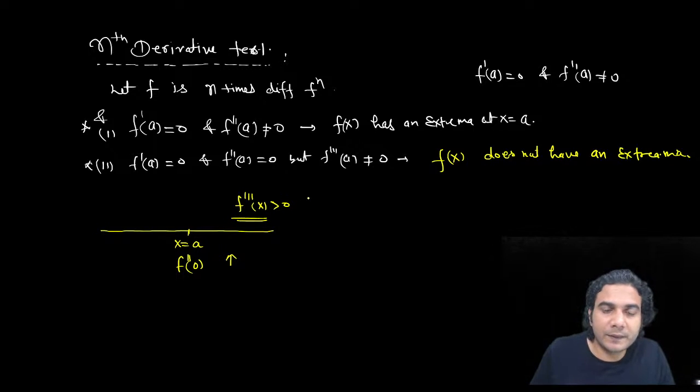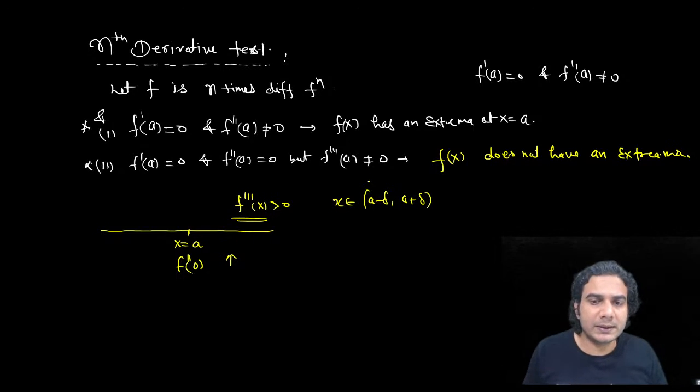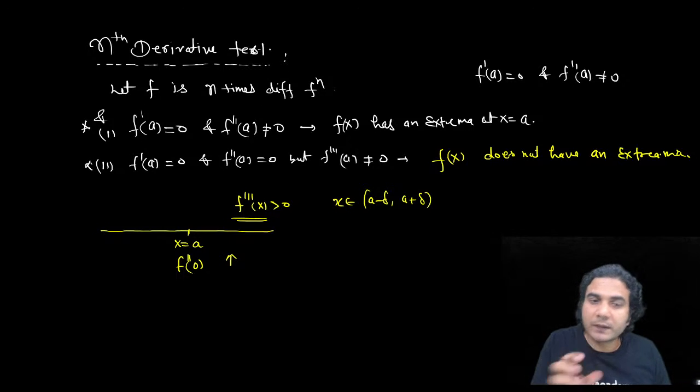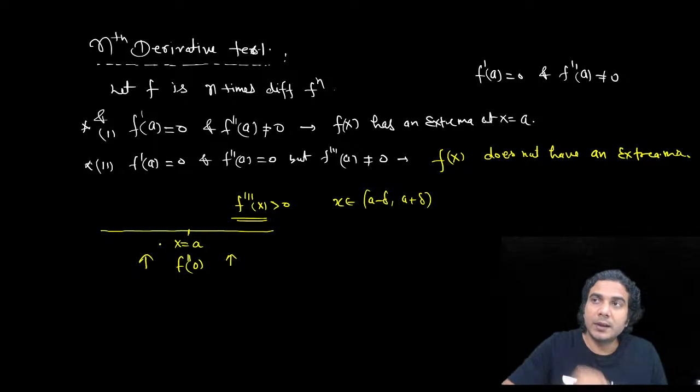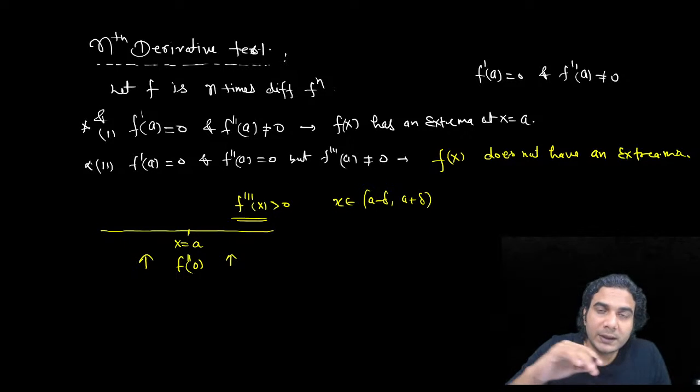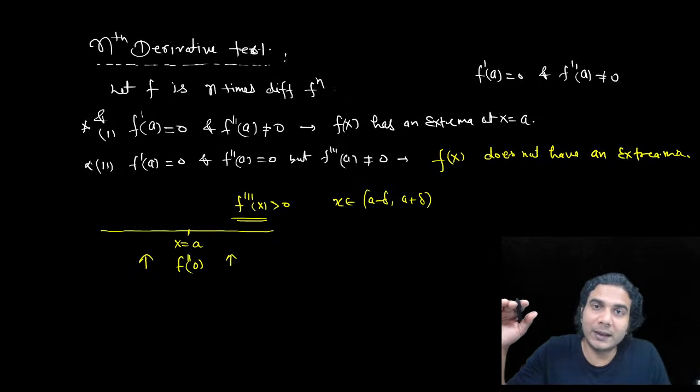So it is positive for some interval x belonging to a minus delta to a plus delta. Of course, it is positive at a. So it is positive for a small interval around a. That means f double dash is increasing, on both sides. Now what has happened, it was increasing, then it became 0, and then again it is increasing.